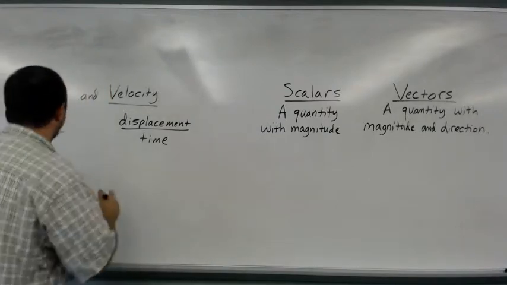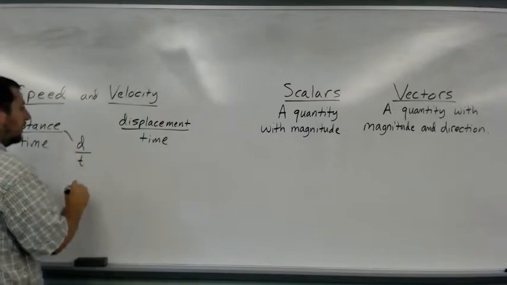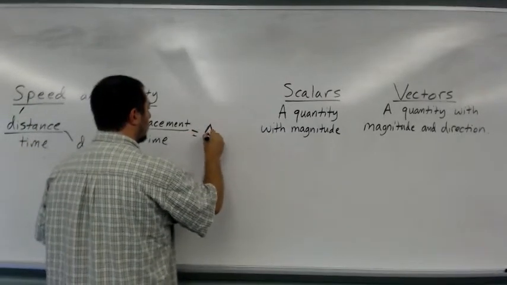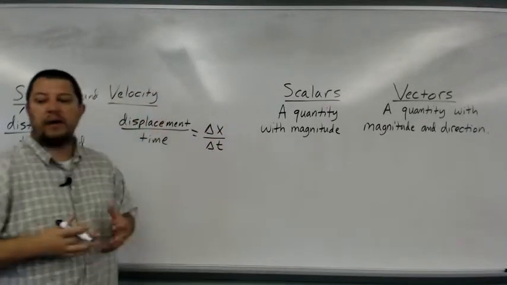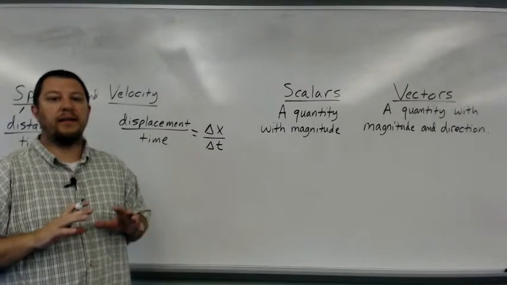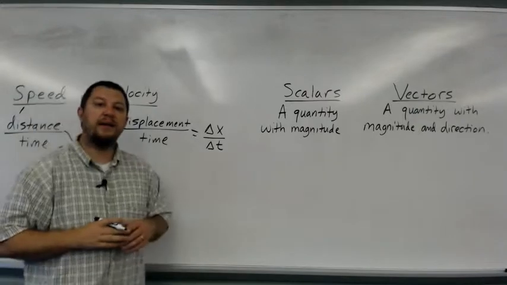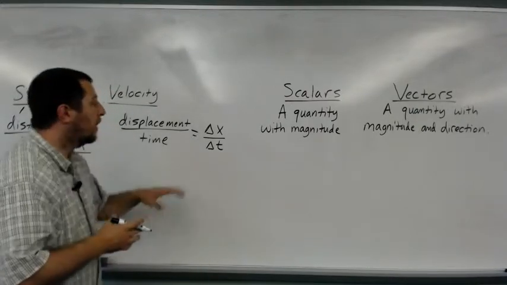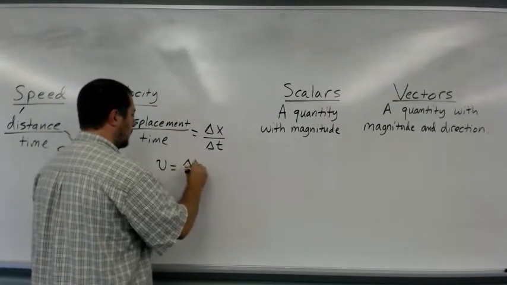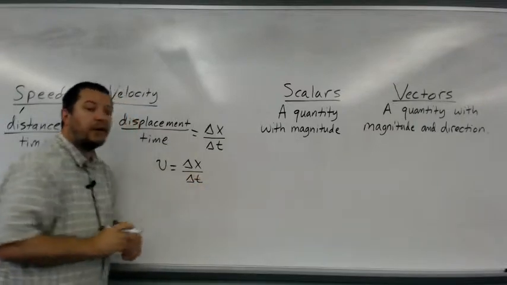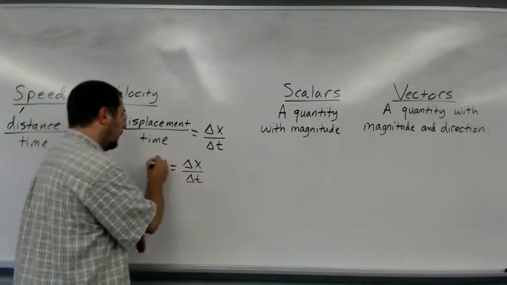Now, in equation form, this would just be d over t, and this would be delta x over delta t, okay? And we often give the designation speed as s, okay? S equals speed or distance over time, right? And we usually give velocity the variable v.